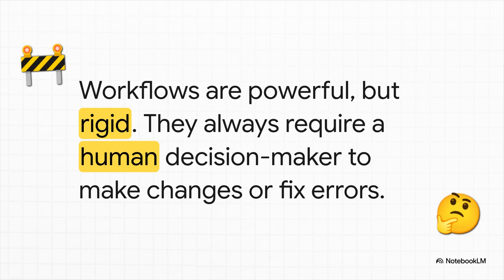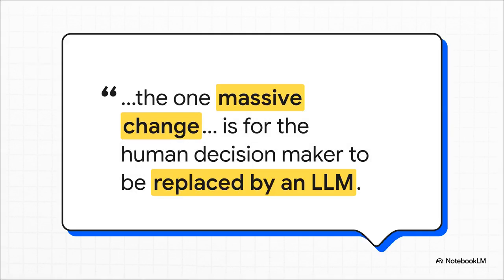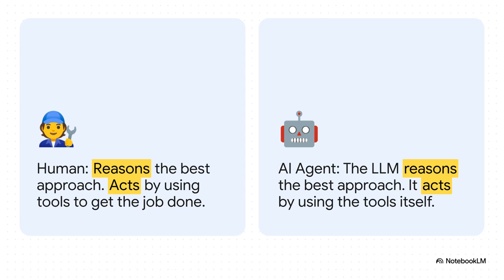Okay, so we've seen that workflows are super useful, right? But they've got that one major flaw. They're rigid, they can't think on their feet, and they always need a human to step in and make the important calls. And that leads us to what is, without a doubt, the single biggest idea in this whole explainer. The one massive change that turns a workflow into an agent is when the human decision maker gets replaced by an LLM.